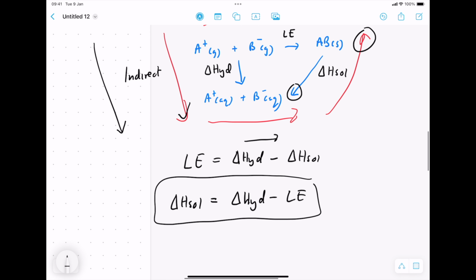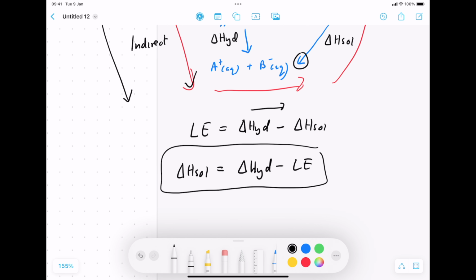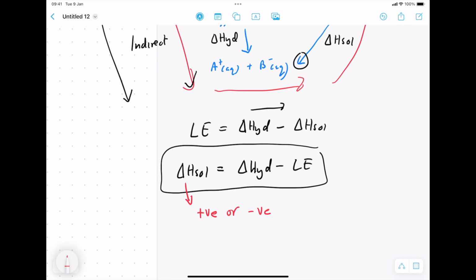So the enthalpy of solution for a salt is equal to the hydration enthalpy for the ions involved in the salt minus its lattice enthalpy. And this will produce a value for the enthalpy of solution that can be either positive or negative, depending on how the hydration and lattice enthalpies play off of each other.